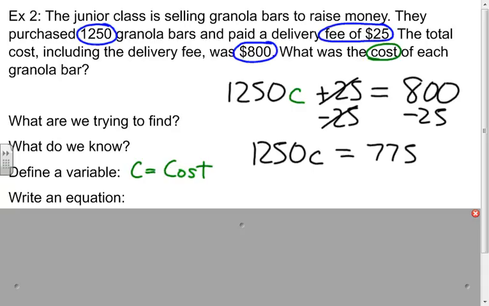Now, think about this for a second. We're trying to find cost, right? So what type of answer should we expect to find? Well, when we're talking about money, there's probably going to be two numbers after the decimal point. We'll see if that's what we end up with.